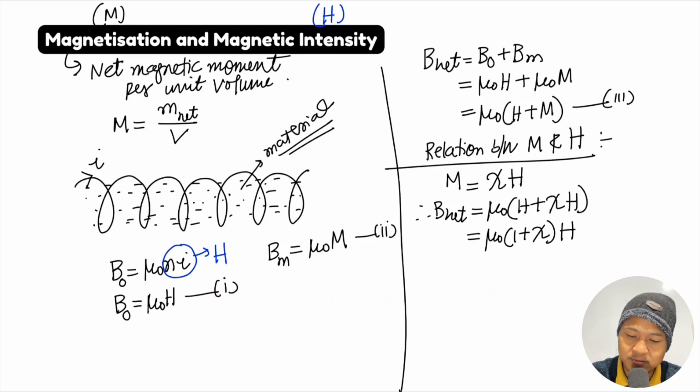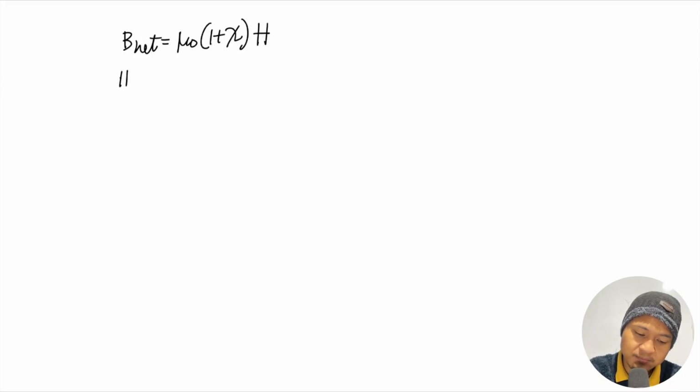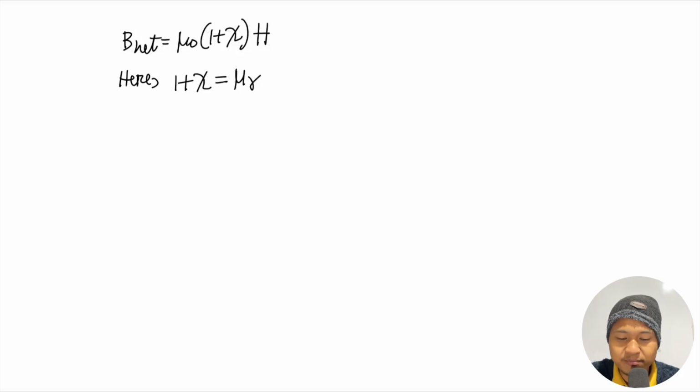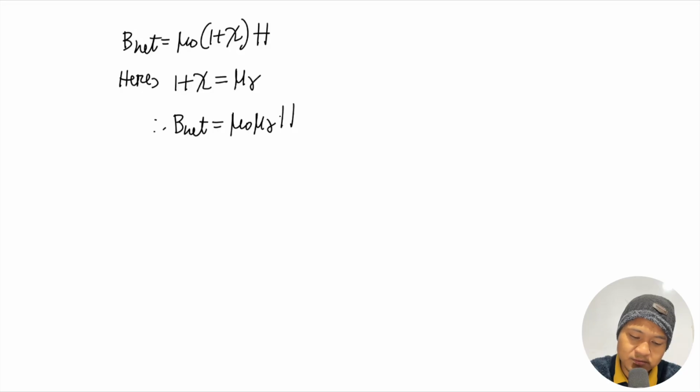So here I have B net, which is mu naught into (1 plus psi) into H. Here 1 plus psi is actually mu R. This is the permeability of the material, the permeability of the medium. Mu naught is the permeability of free space and mu R is the permeability of the medium. Therefore B net finally is mu naught into mu R into H.